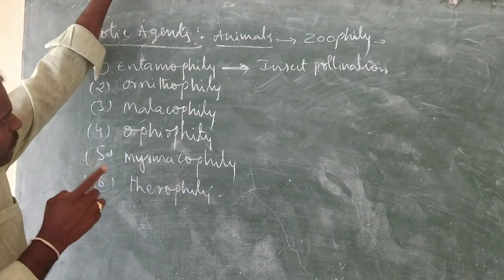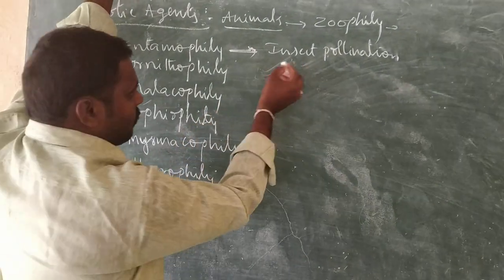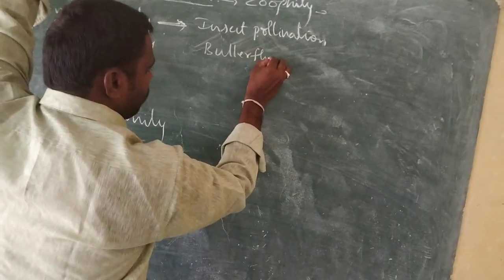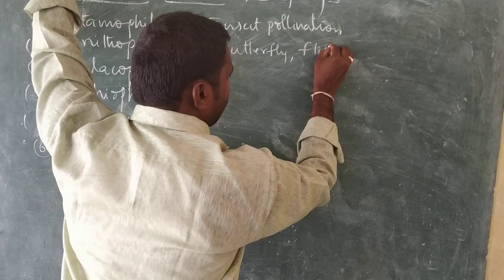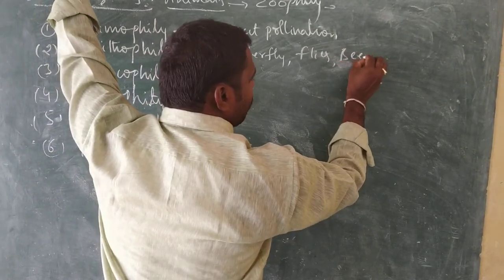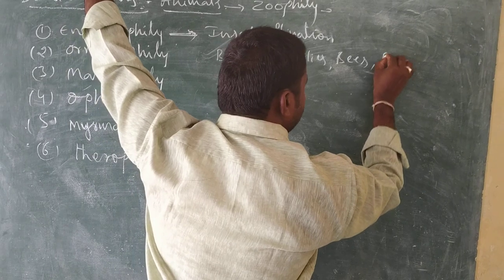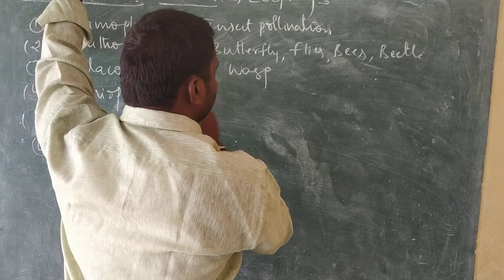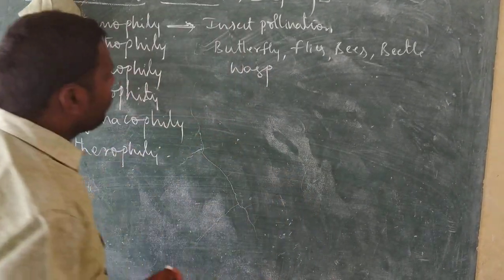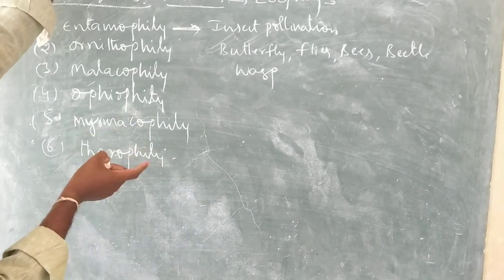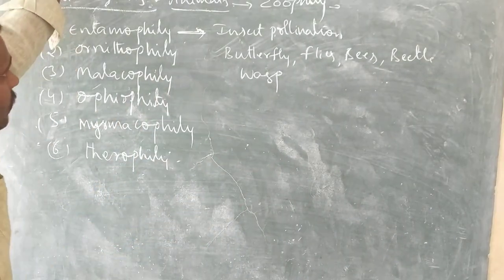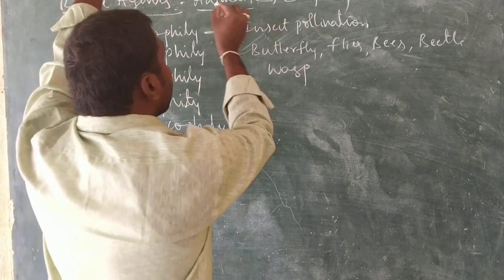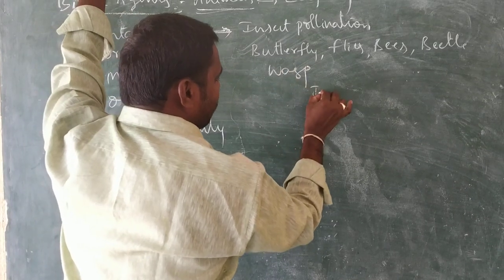But here, different types of insects are involved in pollination. So what are those different types of insects? Butterflies, flies, bees, which are nothing but honey bees, beetles, wasps. So these are all different types of insects which are involved in pollination. But among these, the most pollinating agent, or most animal pollinating agent, is insect.